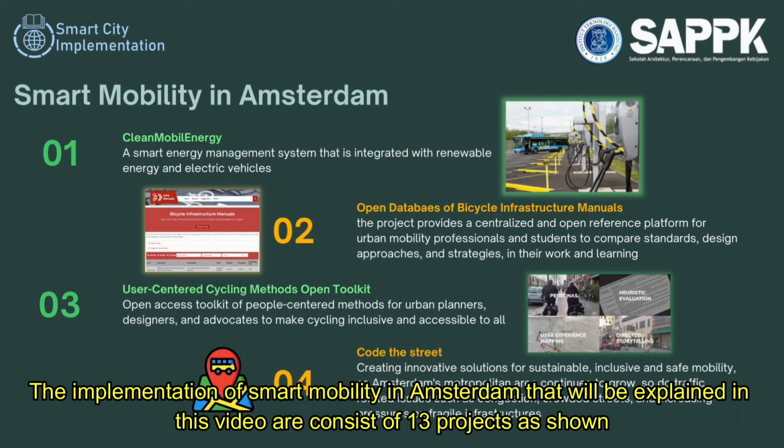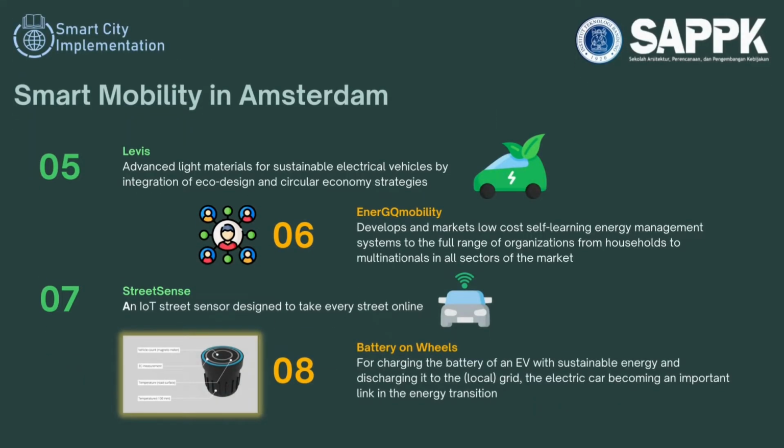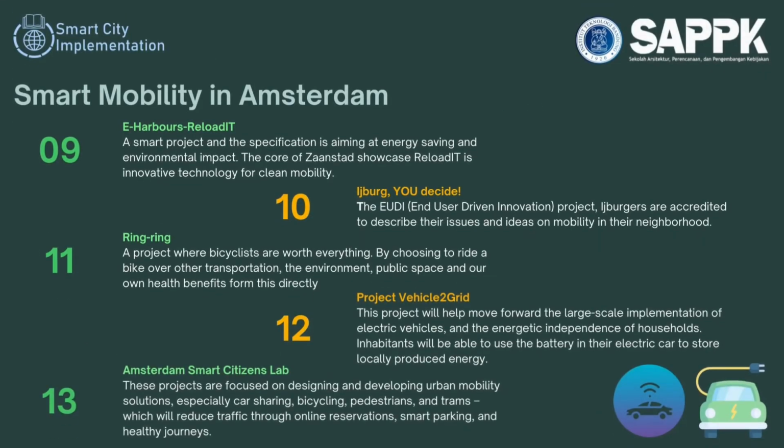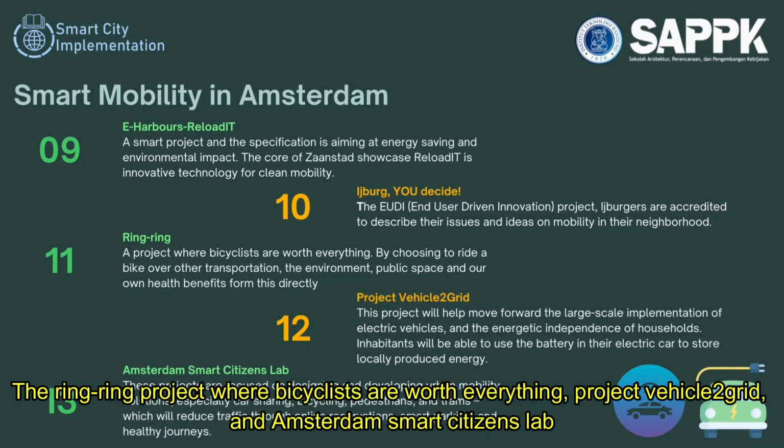The implementation of smart mobility in Amsterdam that will be explained in this video consists of several projects as shown. First, clean mobile energy. Second, open database of bicycle infrastructure, user-centered cycling methods, code of the street. Fifth is the device that finds light materials for sustainable electric vehicles. The sixth is energy Q mobility, street sense, and battery on wheels. The ninth is the e-Harbors Reload IT, the Ishberg You Decide, which is the project that describes the issues and ideas on mobility in their neighborhood. The Ring Ring project, where bicycles are worth everything, Project Vehicles to Grid, and Amsterdam's Smart Citizens Lab.